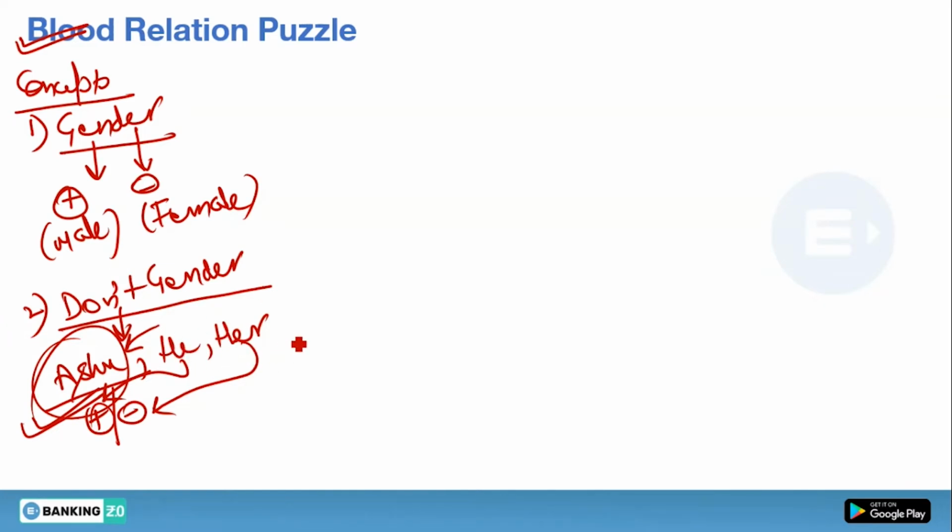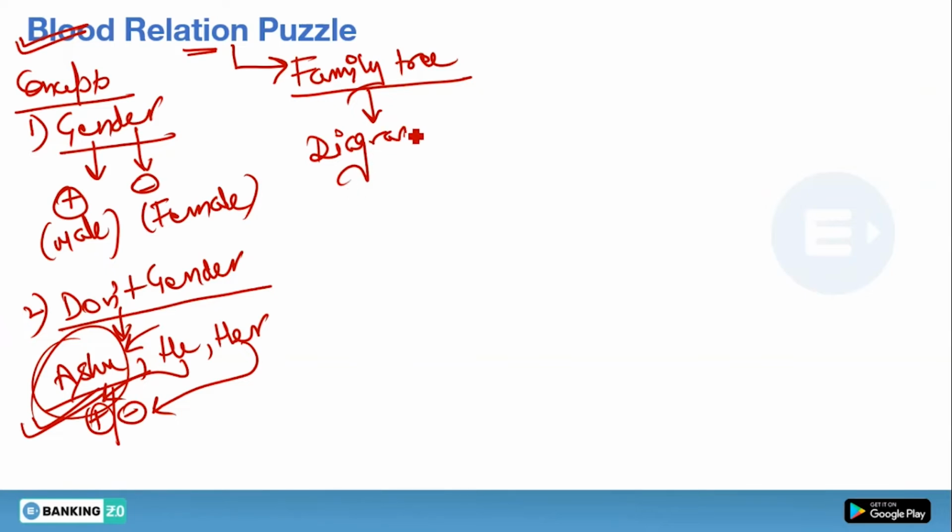So how do we solve blood relation questions? For solving blood relation questions, we should know how to make a family tree. You will ask me, sir, what is a family tree? A family tree is a diagram through which we can find our answer in blood relations questions. I will tell you each and every step of how to draw the family tree.